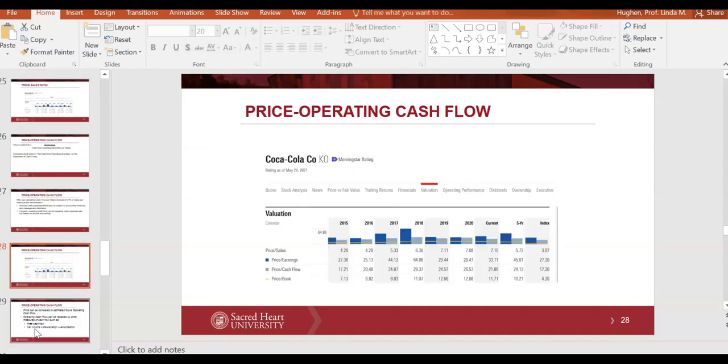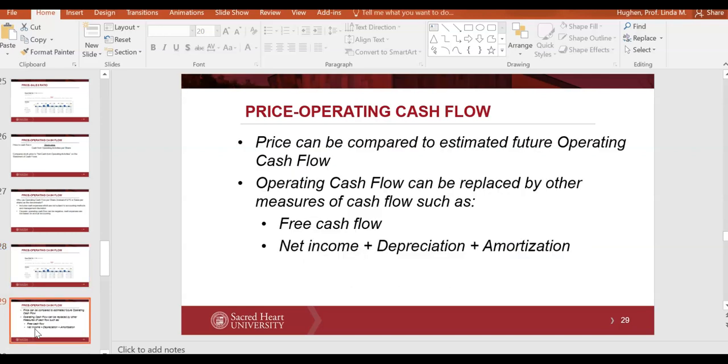Here we see the data taken from Morningstar for price to cash flow. We see our numbers are similar, but not exactly the same as what we came up with. And here are some points to keep in mind. Price can be compared to estimated future operating cash flow. We're not going to use that in this class because we're not focused on estimating future amounts. And operating cash flow can be something besides operating cash flow. It can be free cash flow or some other derivation or deviation from operating cash flow, whatever the investor thinks is the proper metric to predict future cash flows.